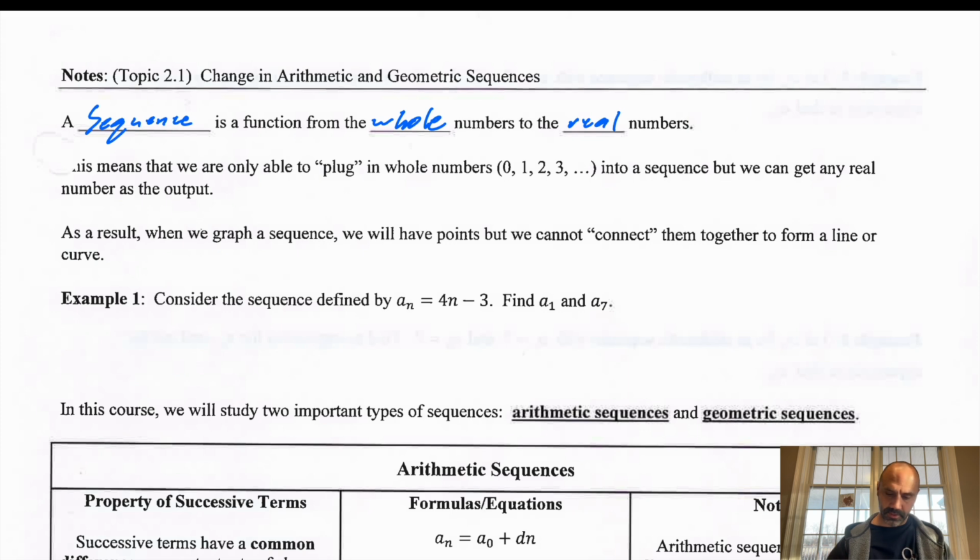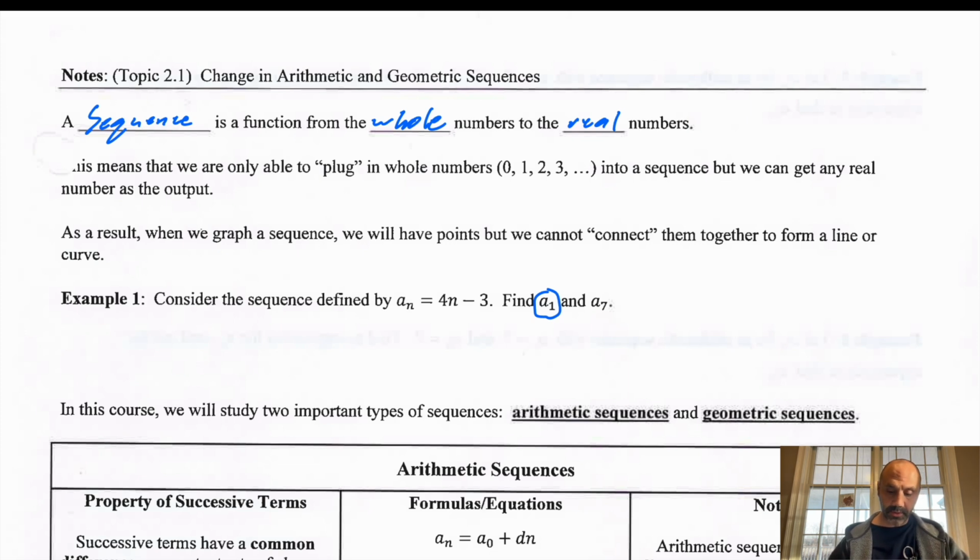It says, consider the sequence defined by a sub n equals 4n minus 3. Find a1 and a7. Here's what they mean by this. A sub 1 means the first number in the sequence. It's not the original value, it's not a sub 0, it's the first value. We can graph this too, and this would just look like individual points instead of a continuous line, and a sub 1 is going to be the y value when x equals 1.